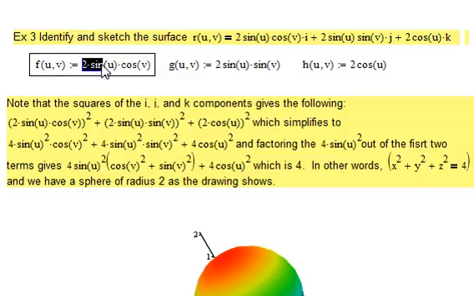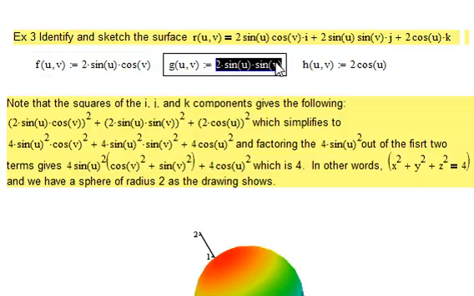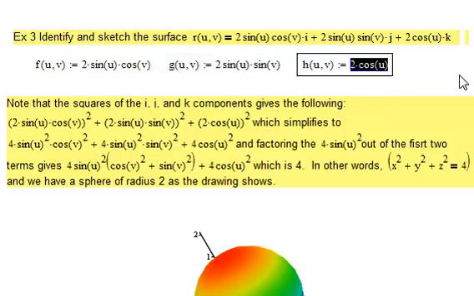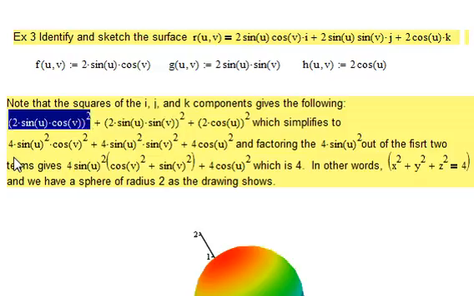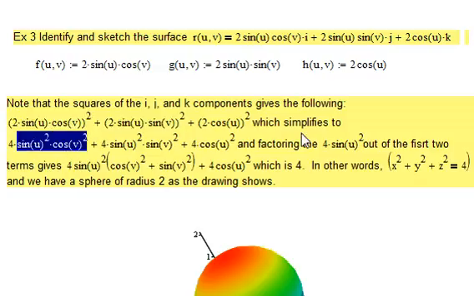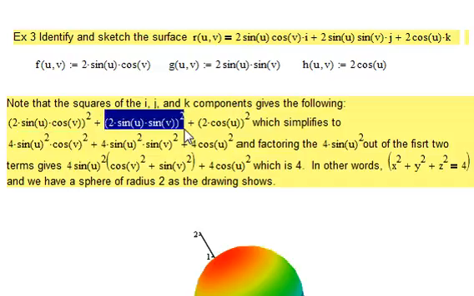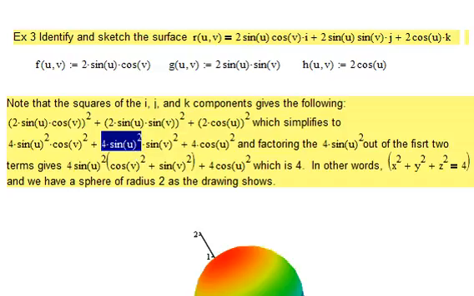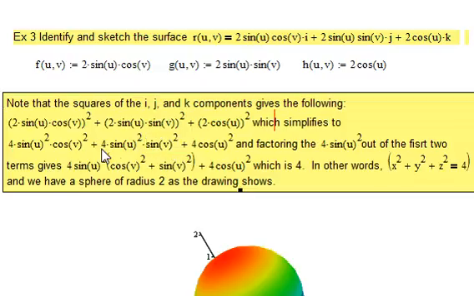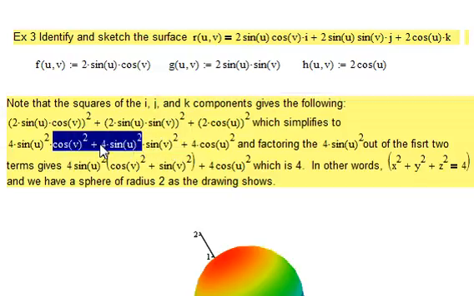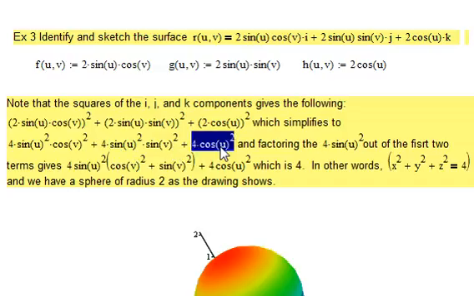We square this, and square this, and see what's the result of all that. Squaring this, we get 4 sine squared of u cosine squared of v. Squaring this, we get 4 sine squared of u sine squared of v, and notice that the 4 sine squared of u factors out, and when I factor it out, I'd have cosine squared of v plus sine squared of v, which is 1. So not only does this factor out, that's all there is left, is the 4 sine squared of u. And that's plus 4 cosine squared of u.